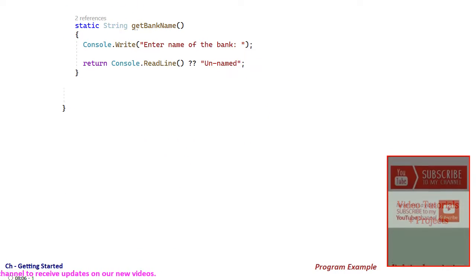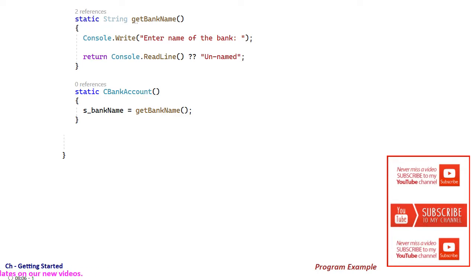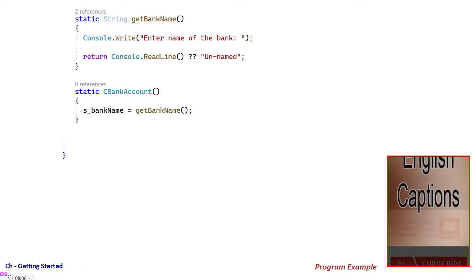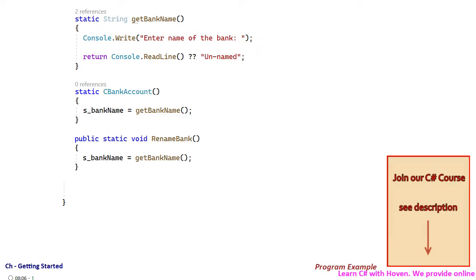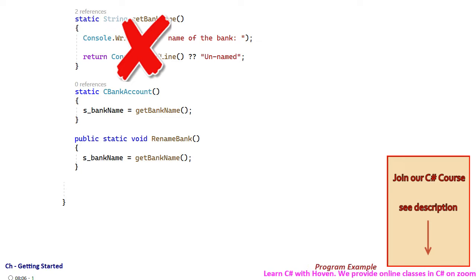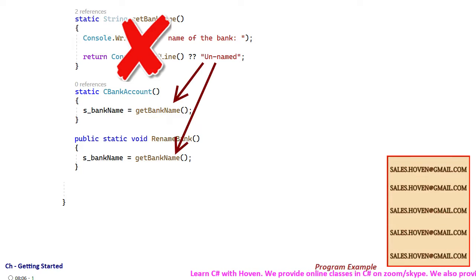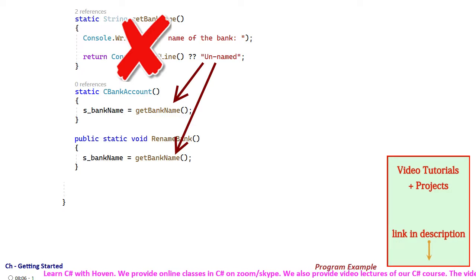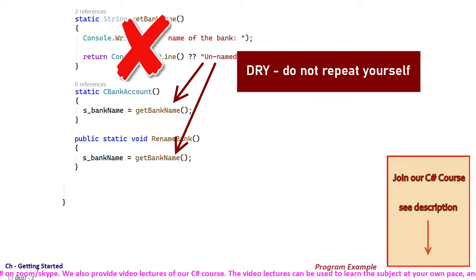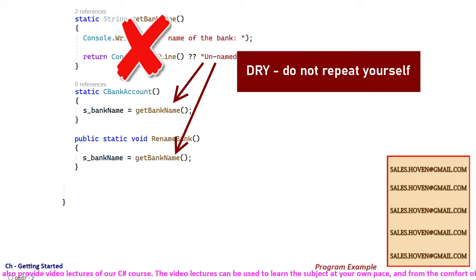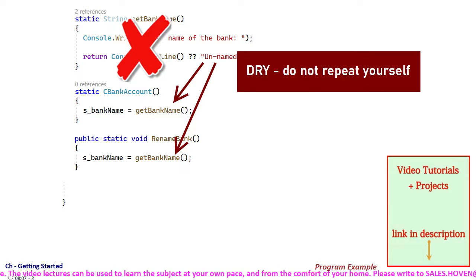Next we can add a static constructor where the static member s_bank_name is set. The same call can be added to the rename bank function also. We could have avoided the getBankName function and repeated the 2 lines in both the constructor and the rename bank function, as you can see. But experts suggest that we should repeat as little code as possible. This is called DRY principle. So we have created a separate function and called that function in 2 different places.